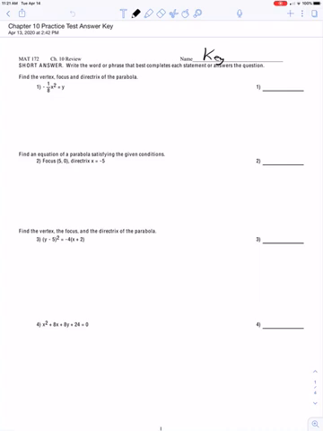Okay, let's look at our Chapter 10 reviews. We've been studying our conic sections and solving systems of nonlinear equations using these conics. So looking back at the beginning, we studied our parabola. And so these first few examples deal with the conic section of the parabola. It says here, define the vertex, focus, and directrix of the following parabolas.